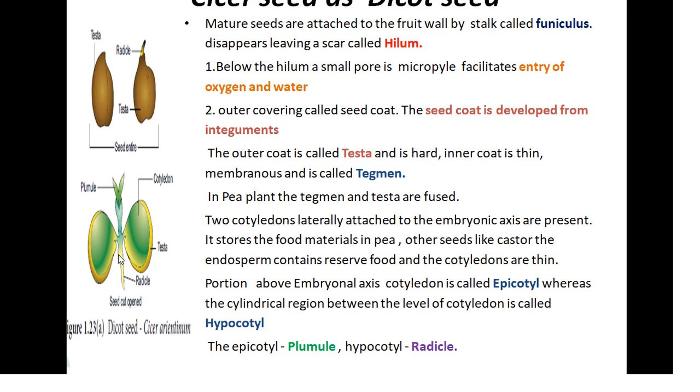The hypocotyl later develops, with the radicle, as the root, and this is the plumule. Here you can see the epicotyl region. The portion above the embryonal axis, this is the embryonal axis and this is the level of the cotyledon. The cylindrical region is called the hypocotyl, which develops as the radicle and then the root. But the region above the embryonal axis is called the epicotyl. The epicotyl becomes the plumule. So you all understand about this gram seed, which is an example of a dicot seed.